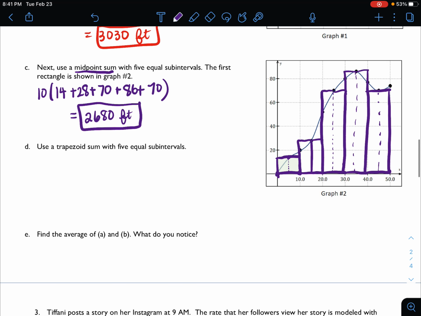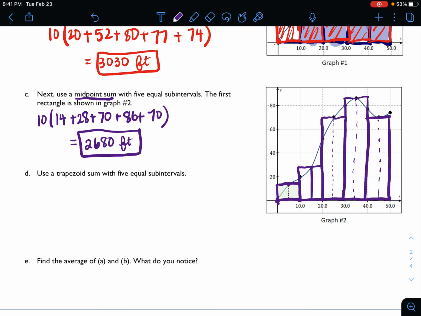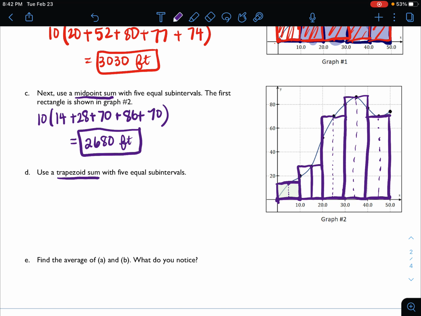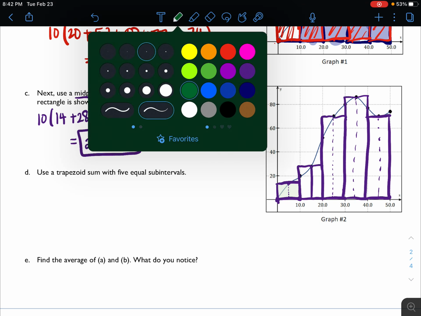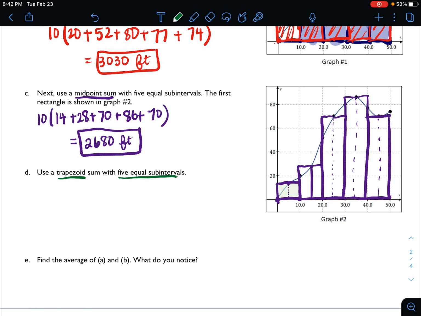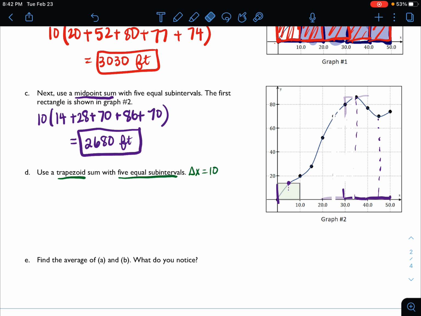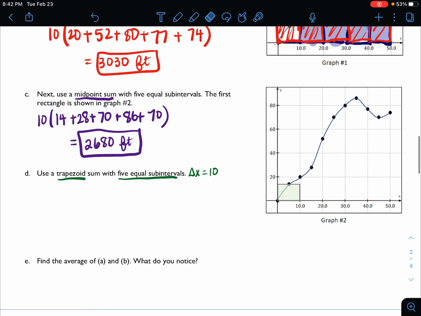Now the last kind of sum that we'll talk about, it's not technically a Riemann sum, but it's called a trapezoidal sum with 5 equal subintervals. So again, we'll use our same delta x of 10. But this time we're going to draw trapezoids instead. So I'm actually going to erase my midpoint rectangles so that we can be a little bit more clear about what we're drawing here with our trapezoids.